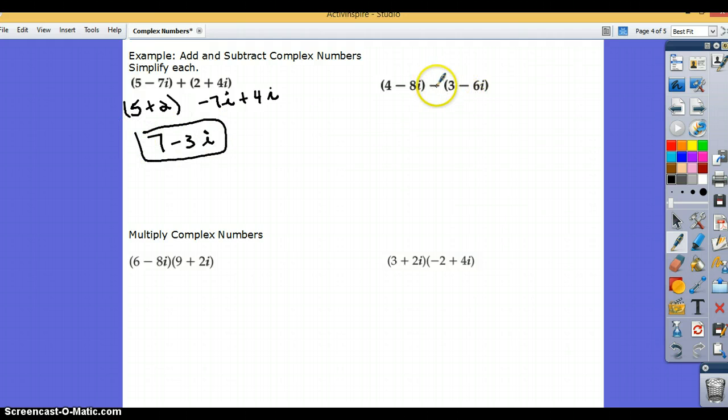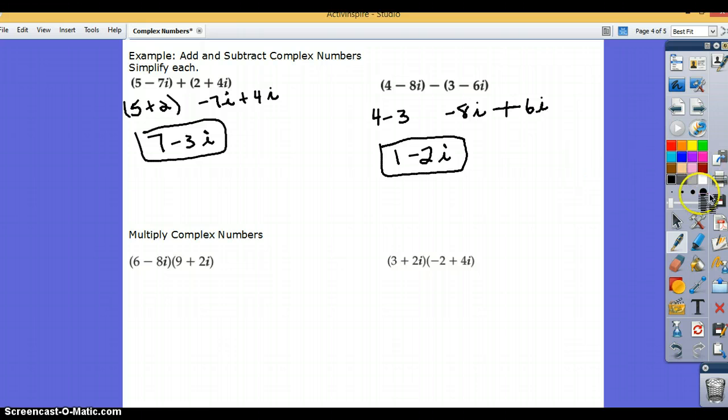Okay, so with a minus. So that means it's 4 minus 3, which is 1. And then we have negative 8i minus negative 6i. Well, negative and a negative make a positive, so negative 8 plus 6 is negative 2i. That's how you add and subtract them.